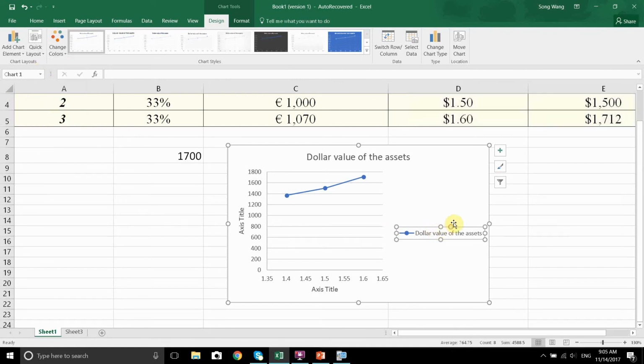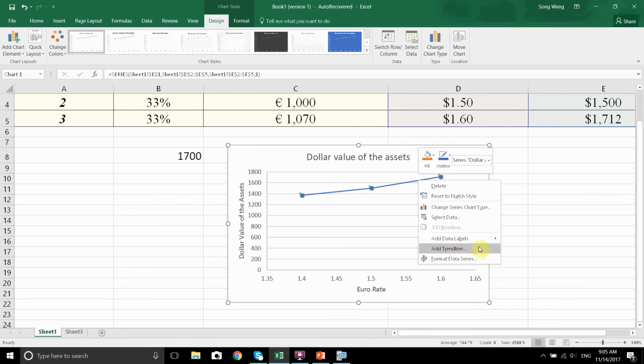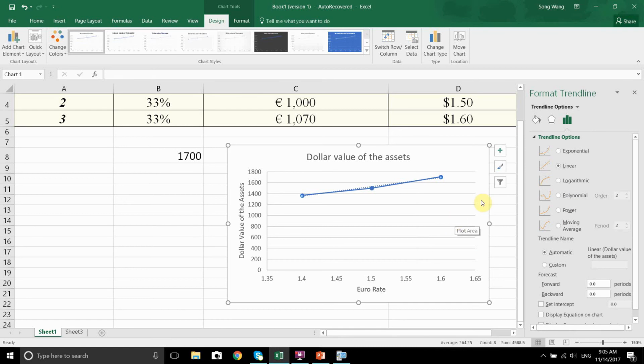I can do a quick layout and add some titles right here: dollar value of the assets, and the horizontal axis would be euro exchange rate. And you can find this 1700 economic exposure, or the slope of the curve, simply by adding a trend line. You're going to add a linear trend line, and right here, that's important.